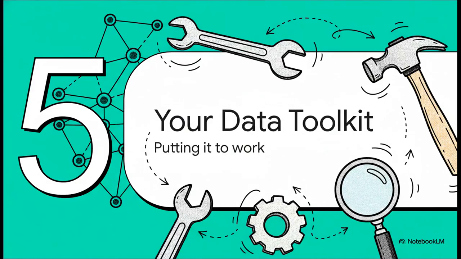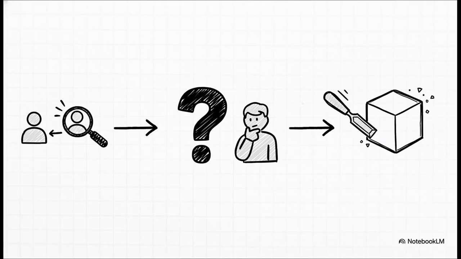All right, let's wrap this up and get these tools properly organized in your Identity Data Toolkit. If you take away one thing, let it be this. You have to diagnose your problem first. Just ask yourself one simple question. Am I trying to find a link between two things, or am I trying to fix the value of the data itself? Your answer to that question will point you to the right tool every single time.